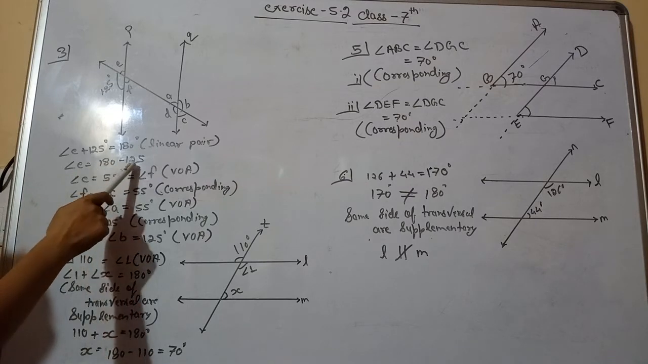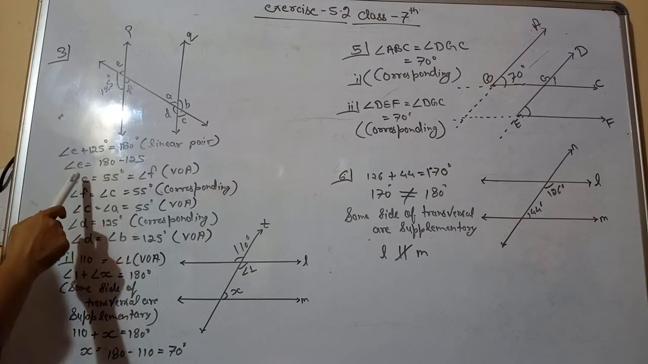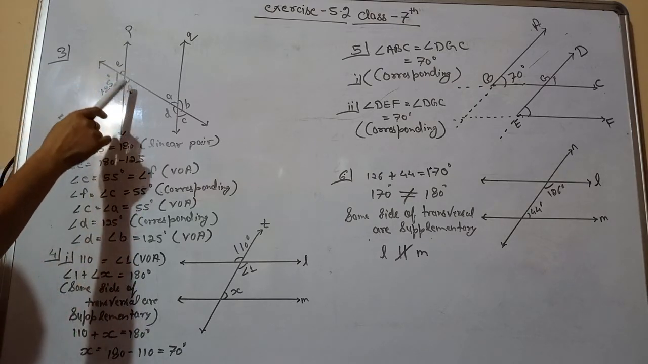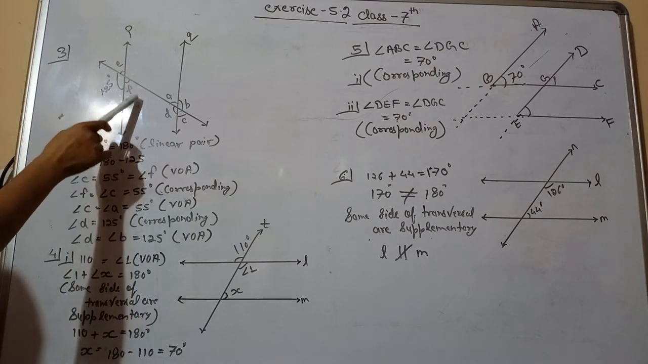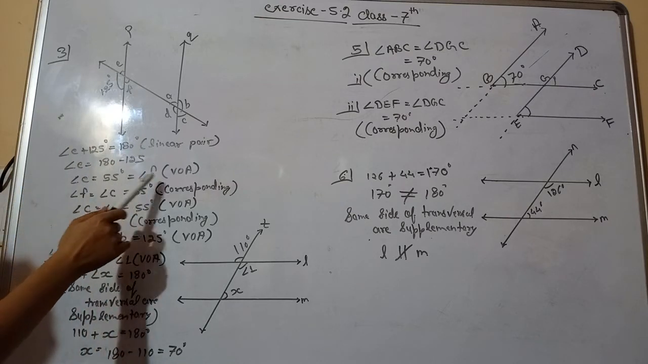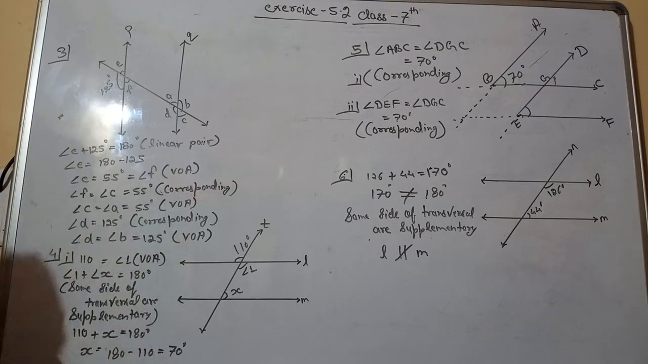When we subtract 180 minus 125, we get angle E equals 55 degrees. If angle E is 55 degrees, angle F is just opposite to E, so these two are vertically opposite angles. So angle E and F are both equal to 55 degrees by vertically opposite angles.